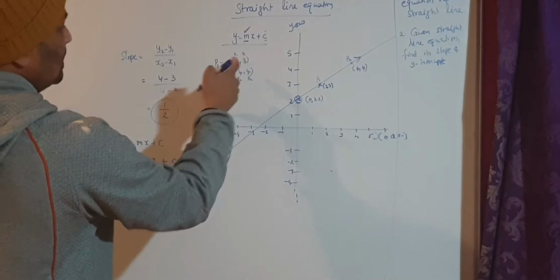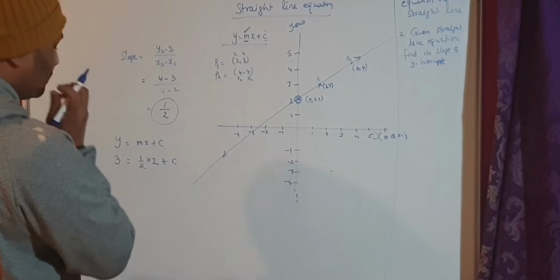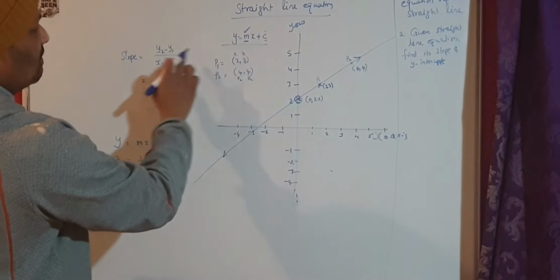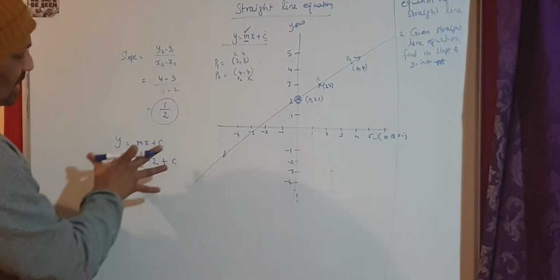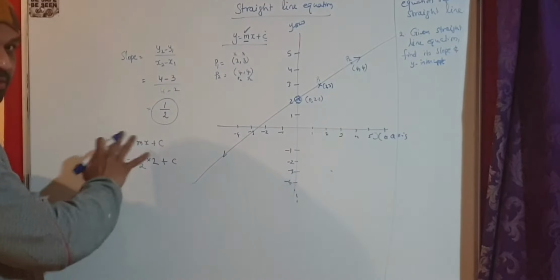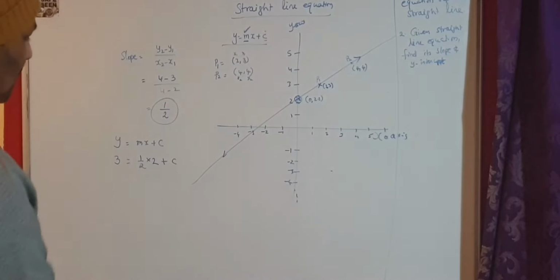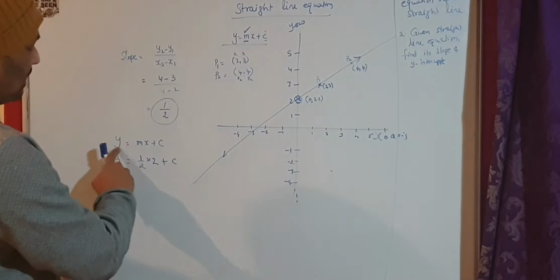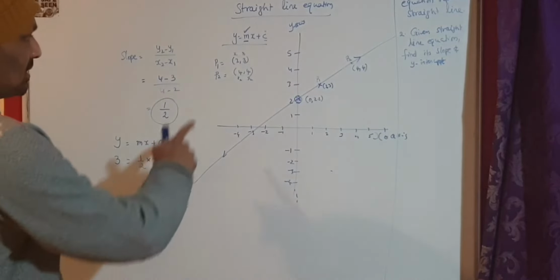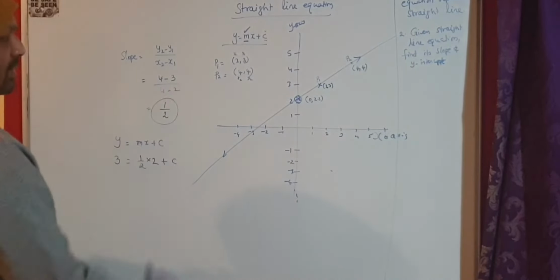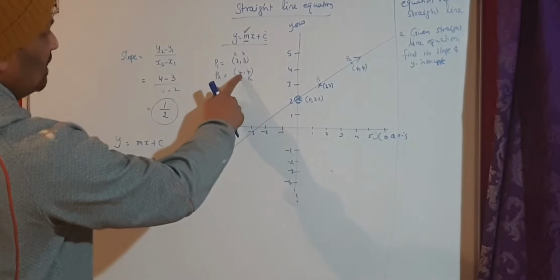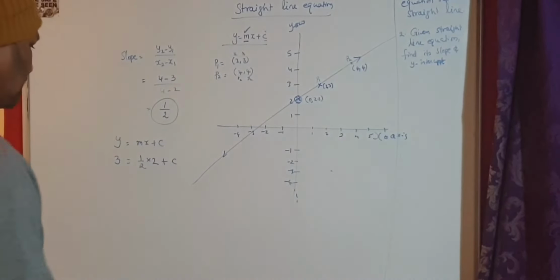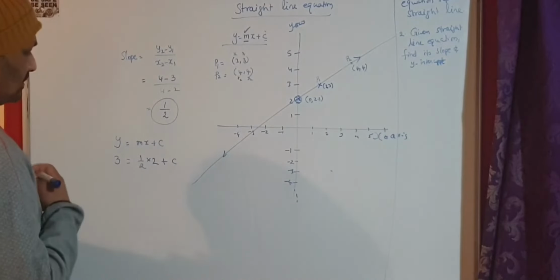And what is y here? 3. In this case, 2, 3 we considered as x1 and y1 when evaluating the slope, and when we are trying to find the value of c, we consider 2, 3 as x and y. It is not necessary to pick the P1 point; you can as well pick the P2 point and substitute the 4 and 4 here. Either way, you will get the same answer.